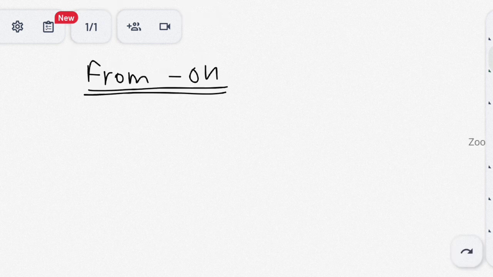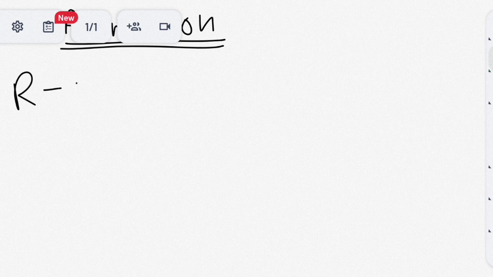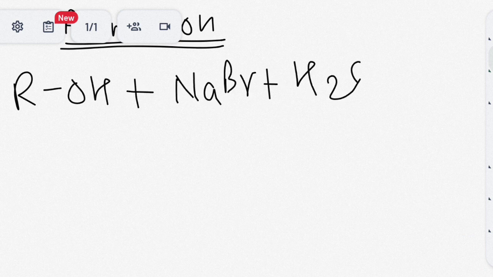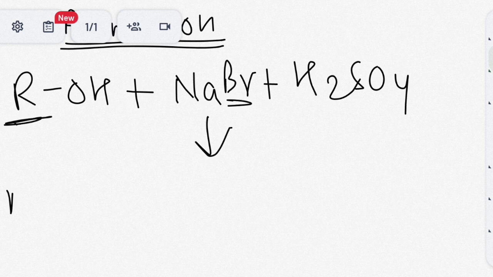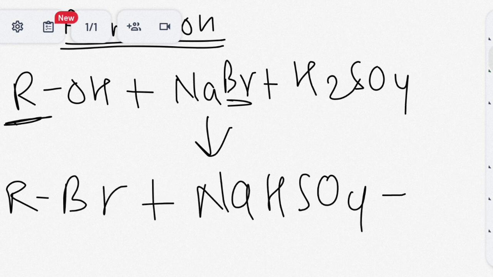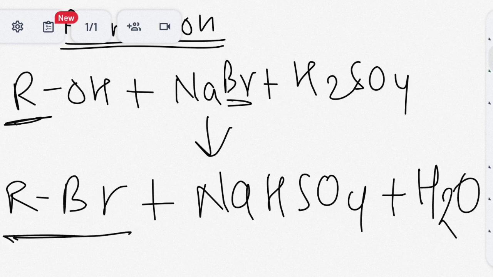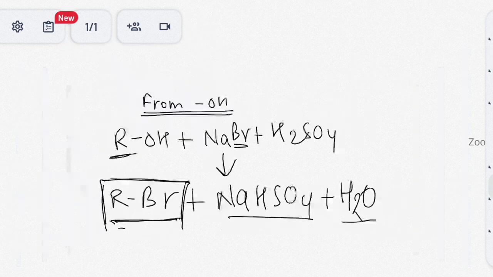The next reaction with alcohols is ROH plus NaBr plus H2SO4. As we know this is a reaction for haloalkane, so we will get one haloalkane, which is RBr, and we will also get NaHSO4 plus H2O. So this is the second reaction. We will always look for this one because these are not more important.